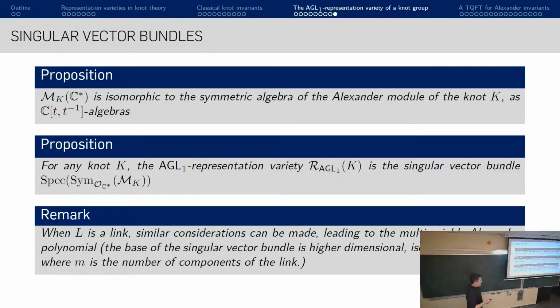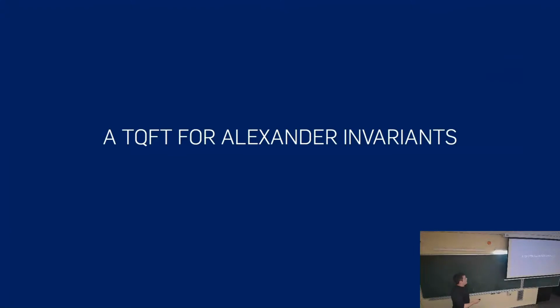But the whole thing works, and the singular locus is the multivariable Alexander polynomial. The multivariable Alexander polynomial, in many cases, is defined in several ways as an extension of the classical Alexander polynomial, but here the definition is really, really straightforward. You do the same thing for AGL1, but now for a link, and then the fibration, instead of having C star as the base, you've got C star raised to the number of components, and then you get a singular vector bundle again. So it's fine.